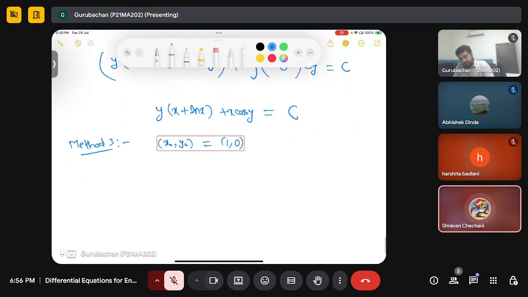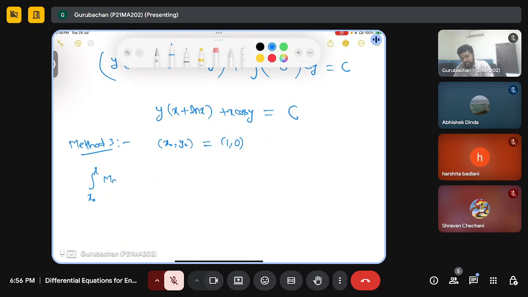Sir, in the end term, we will replace the x by x naught. Okay. So x naught to x M dx plus what was the next? Y naught to y. So let me be more precise. M dt plus y naught to y N, next x naught comma t1, dt1 is equal to c. Correct? It was the solution told to you in the class.